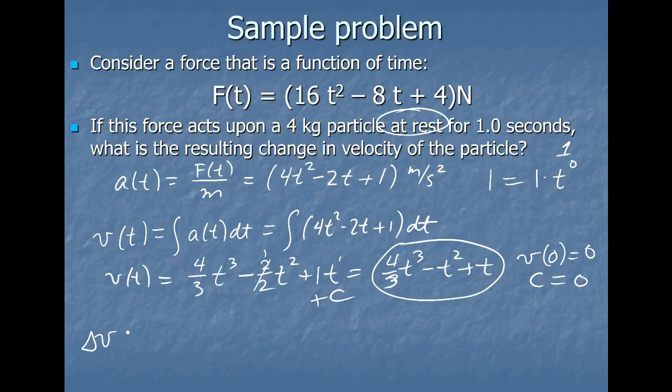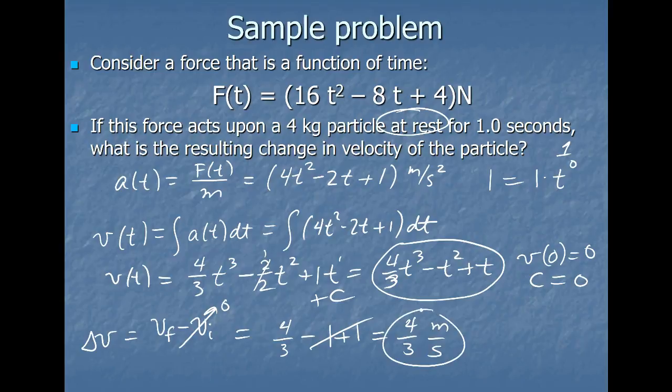So then the change in velocity will be v final minus v initial, but v initial is 0, so our change in velocity is going to be equal to v final, which is going to be 4/3 times 1 cubed minus 1 squared plus 1. So it's just 4/3 meters per second.